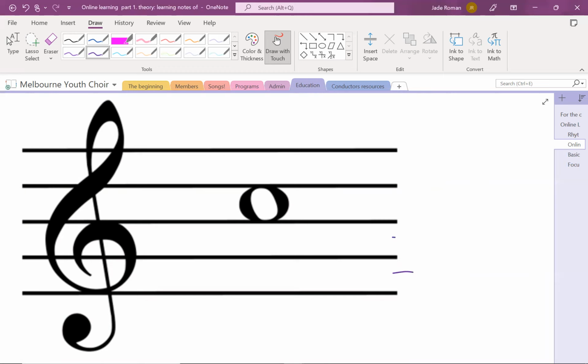So remember, we're counting the spaces. F-A-C-E, because we're spelling face. F-A-C-E, and which space is this in? 1, 2, that's a C. Awesome.